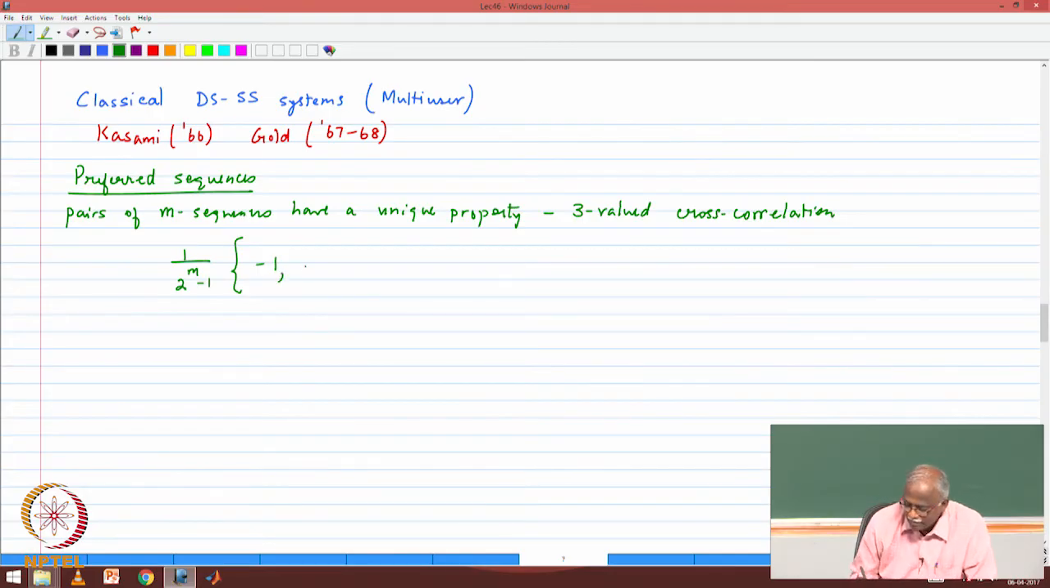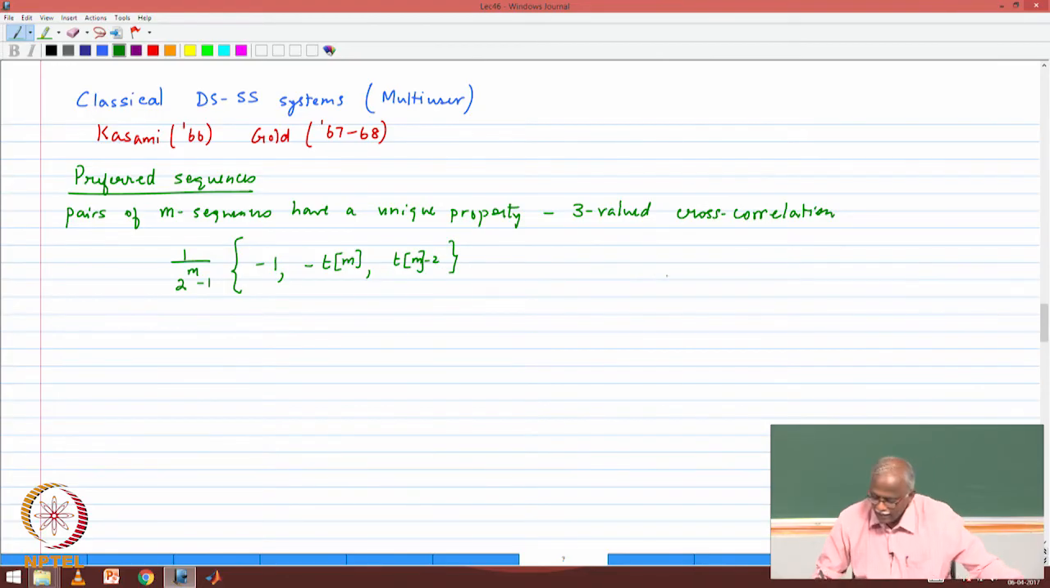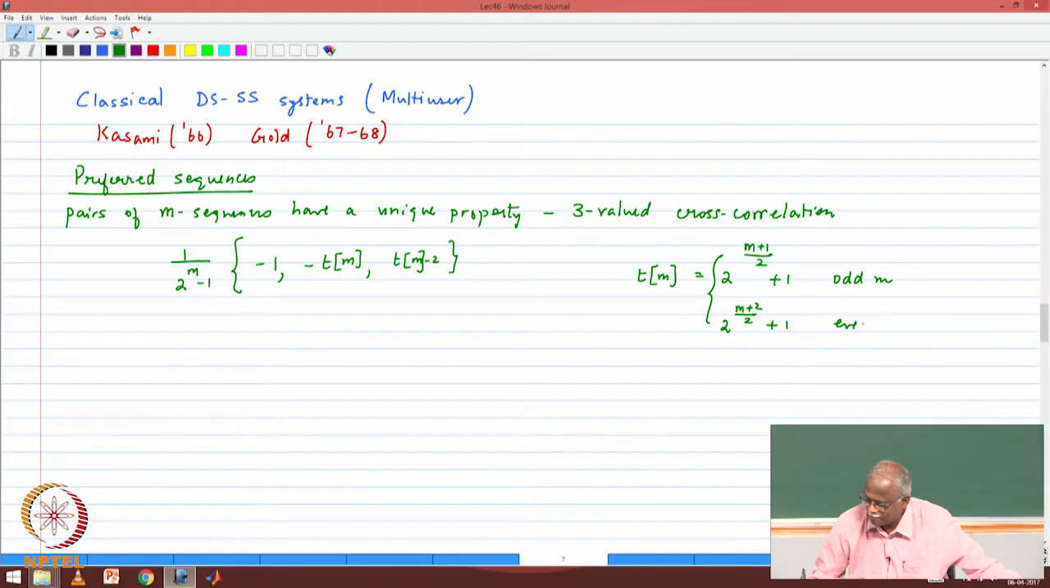Or it can have a value which is given by a function T of M. I'll define T of M in a moment. Or it can be T of M minus 2. Okay, these are the 3 values, and they showed that this function T of M is (2 power (M plus 1)/2) plus 1 if M is odd, and it is equal to (2 power (M plus 2)/2) plus 1 for even M.